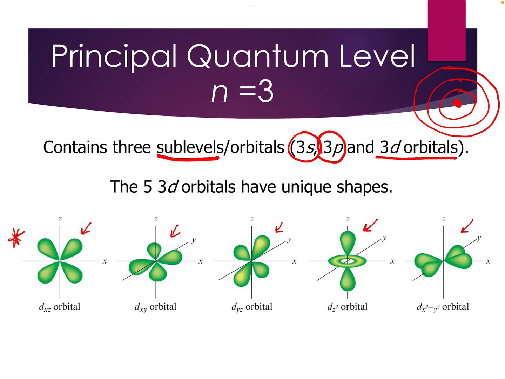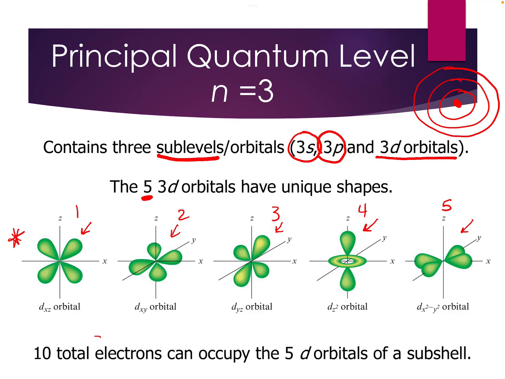Okay. So since there are 5, right? 1, 2, 3, 4, 5 different orbitals. And remember, 2 electrons can go in each one. That means you can have 10 total electrons in these 5 d orbitals.